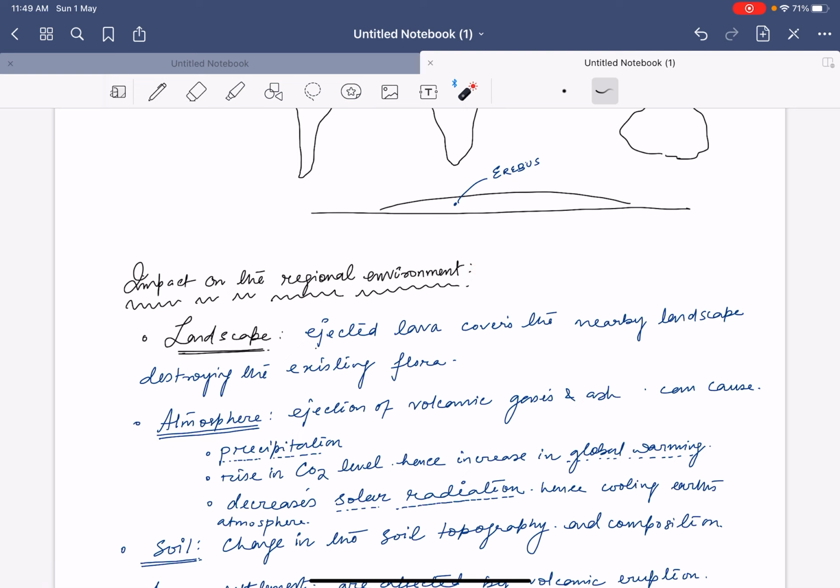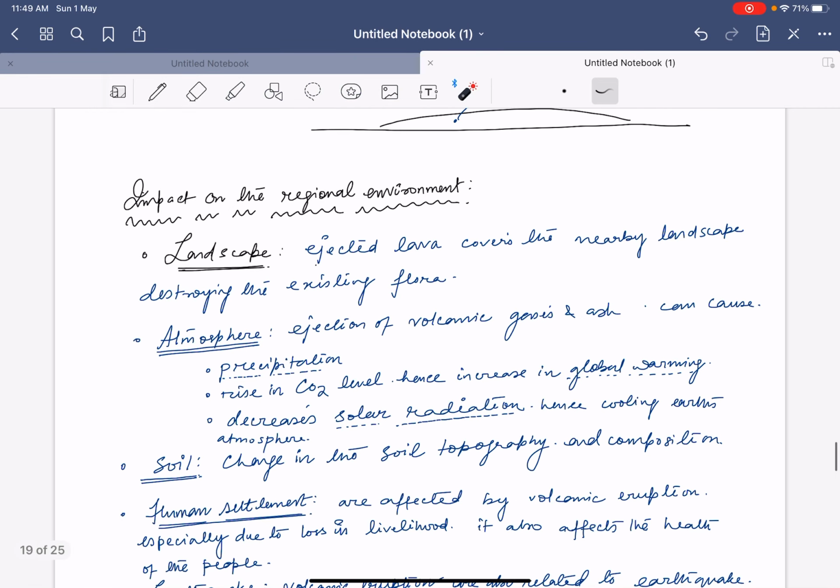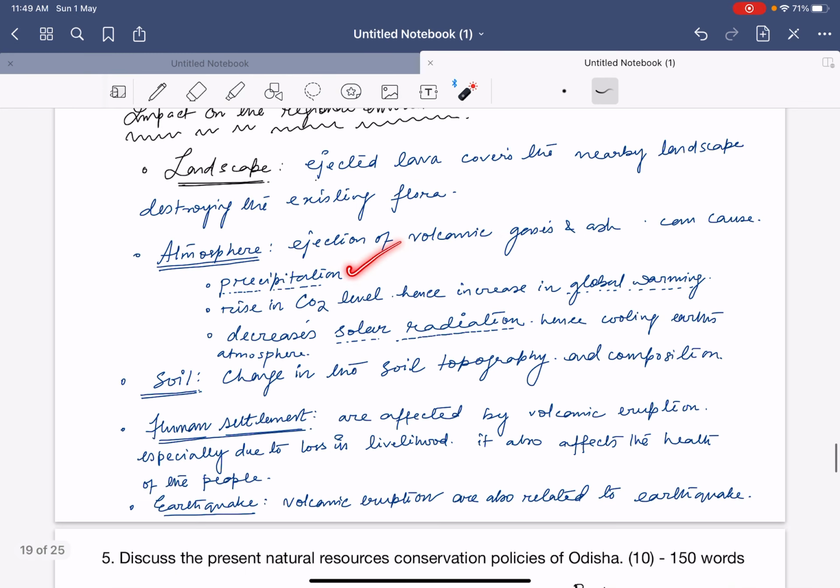Impact on the regional environment. First impact is on the landscape. What will be the impact on the landscape? Ejected lava covers the nearby landscape, destroying the existing flora. Atmosphere: ejection of volcanic gases and ash can cause, number one, a rise in the carbon dioxide level, hence increasing global warming, and a decrease in solar radiation, hence cooling the earth's atmosphere.